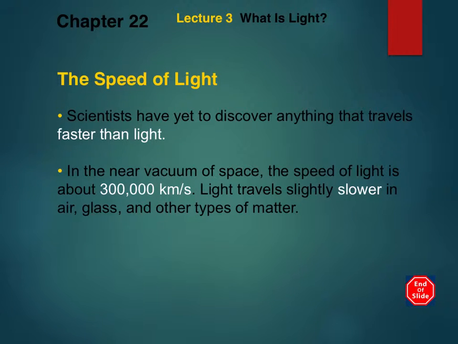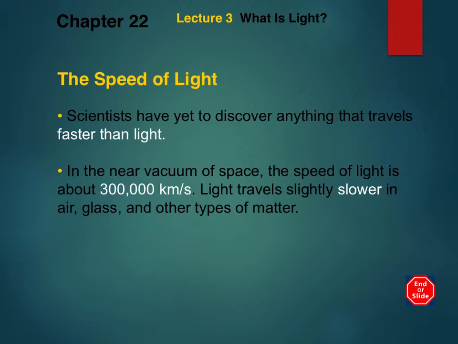So that's essentially how long it takes a wave of light from the sun to reach the Earth. It takes not long at all. It slows down a bit when it gets into other mediums, like air or glass or water. But through space, it travels really fast.